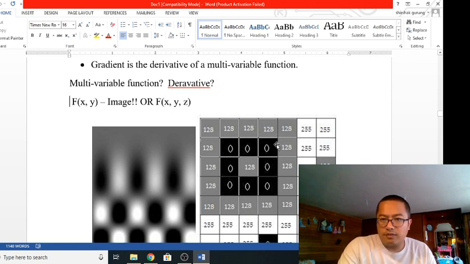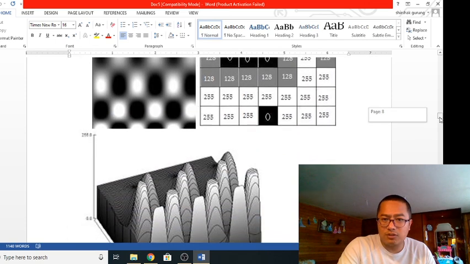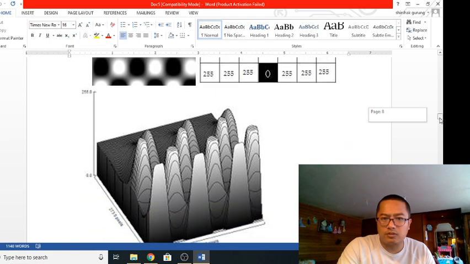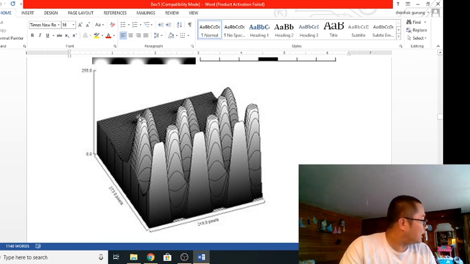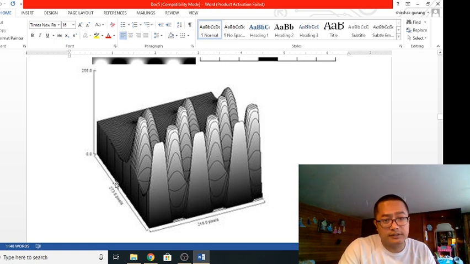And if you were to plot this image as a three-dimensional model, this is what it looks like. This is your x values, this is your y values, and this is your gray values. X, y coordinate, and the z represents your intensity values. So as you go higher, it becomes whiter. As you go lower, it becomes darker.